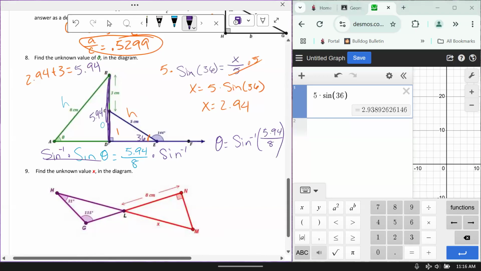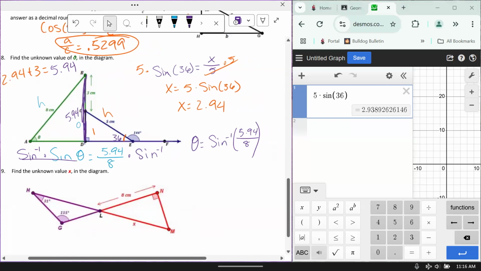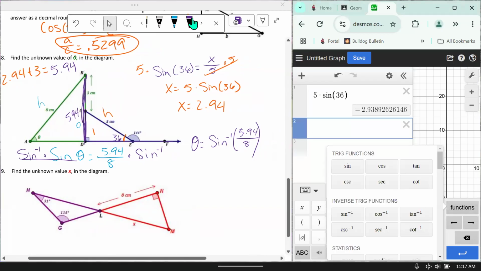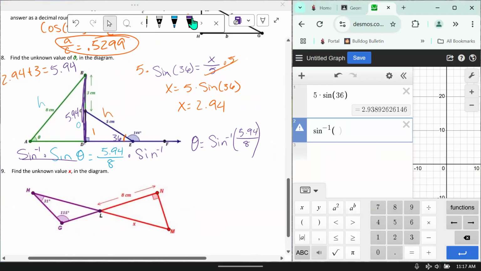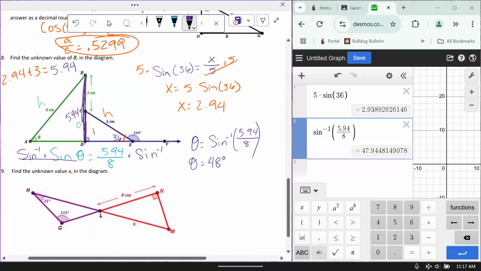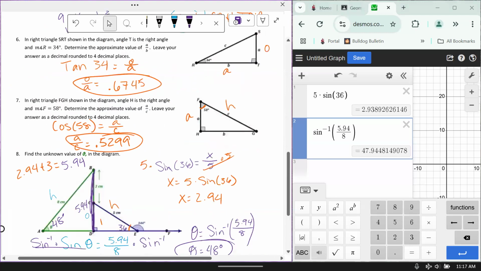Okay, and you could have set it up exactly like this if you remembered how to do that. If you didn't, that's okay. Just multiply both sides. So we're going to have functions, our inverse sine equals 5.94 divided by 8, and then get out of your fraction and close your parentheses. Okay. Theta will equal, if we just round to the nearest degree, 48 degrees. So that guy is 48 degrees. Woo! All right.